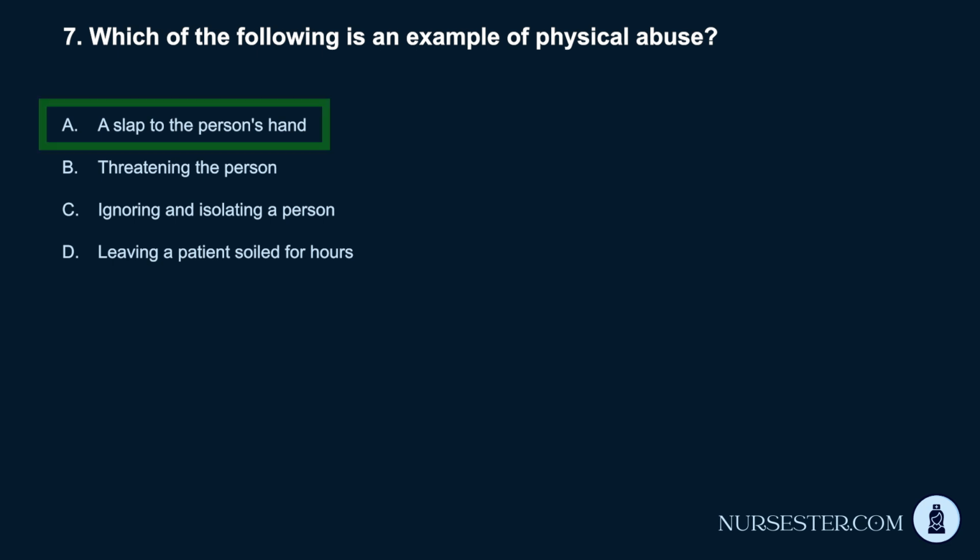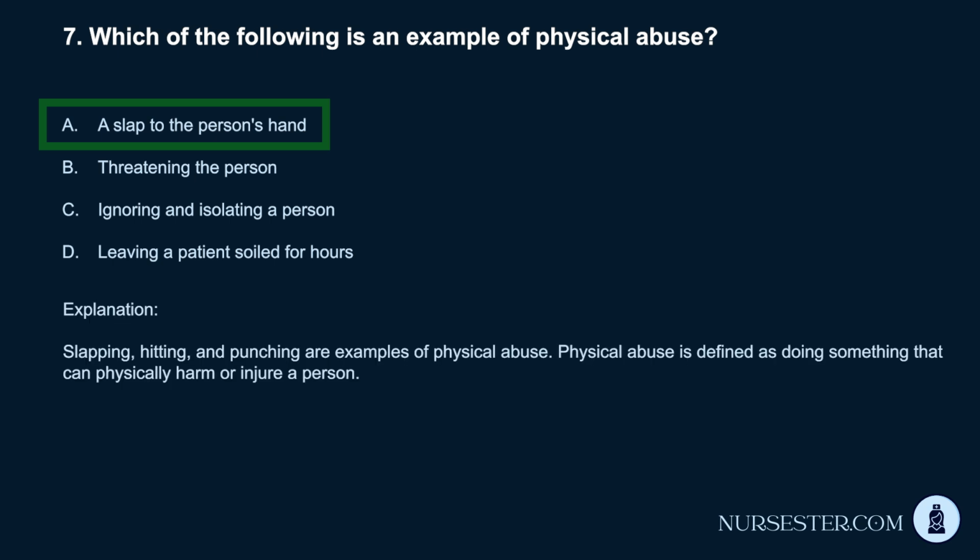Correct answer: A. A slap to the person's hand. Slapping, hitting, and punching are examples of physical abuse. Physical abuse is defined as doing something that can physically harm or injure a person.